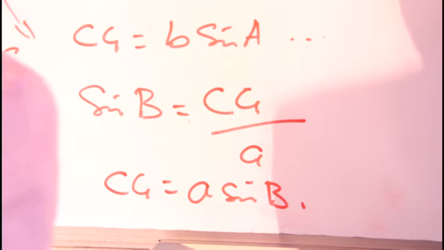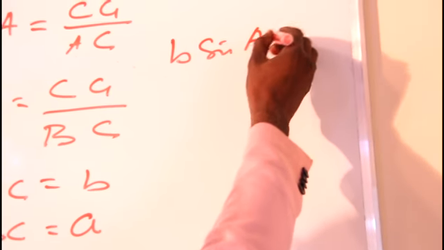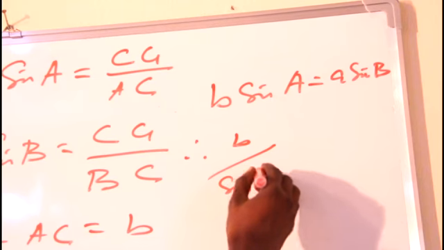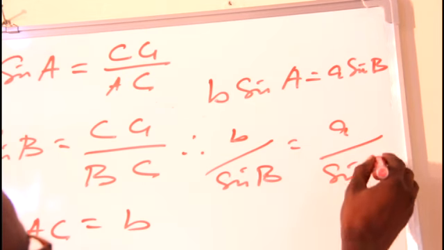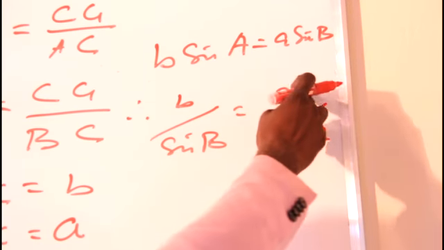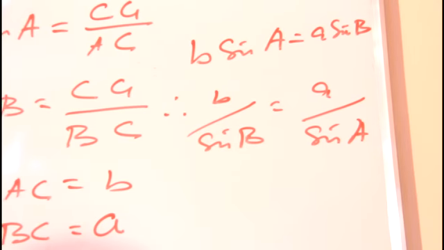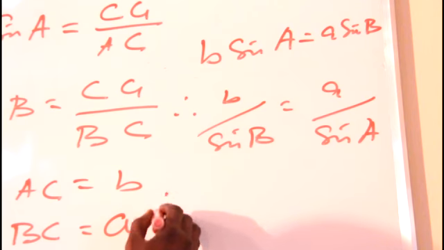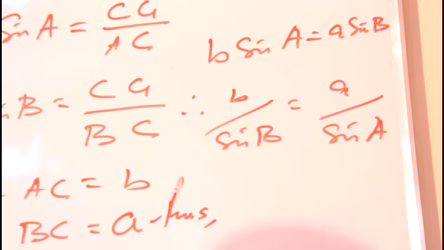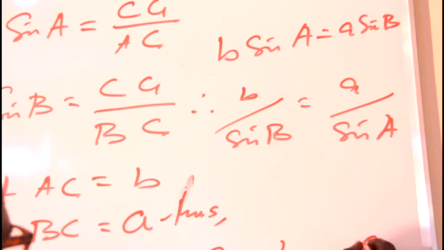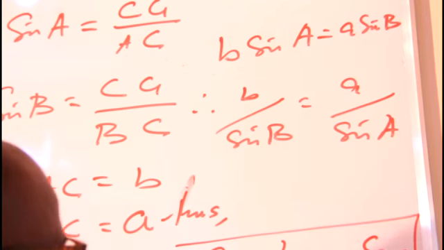Since CG is equal to CG, b sine A is equal to a sine B. Therefore, b over sine B will be equal to a over sine A. Since a over sine A is equal to b over sine B, and c over sine C is equal to b over sine B, a over sine A will be equal to b over sine B and equal to c over sine C. Thus, a over sine A equals b over sine B equals c over sine C. Hence, this is the proof.